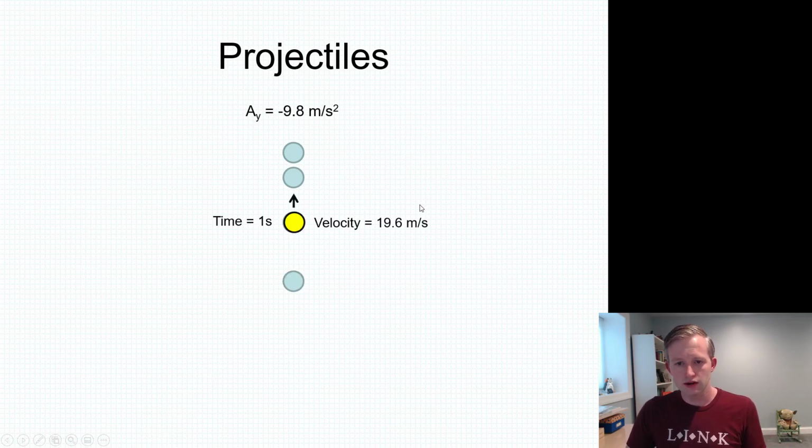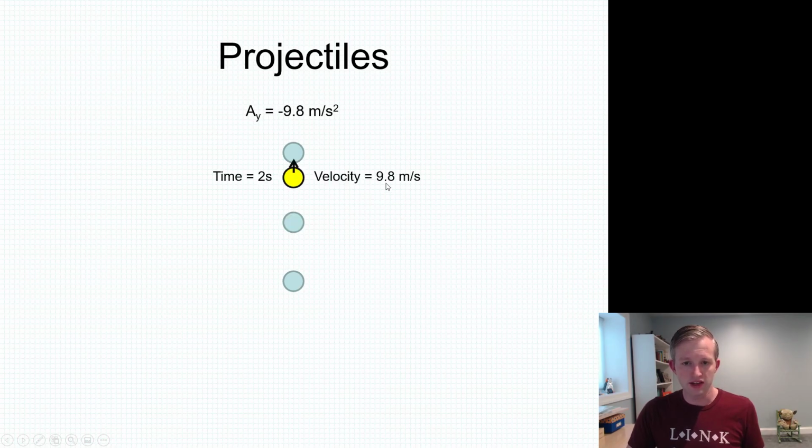1 second later, that velocity will have decreased by 9.8, because that's what the acceleration is. It's how much the velocity changes per second. So it has decreased by 9.8 to 19.6.